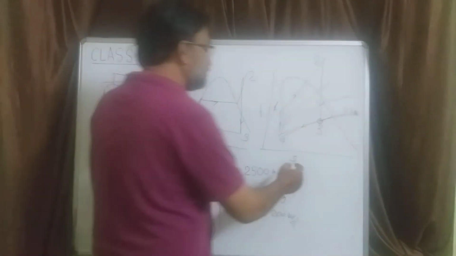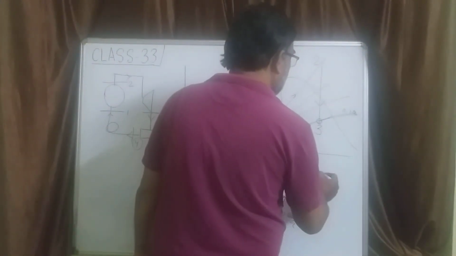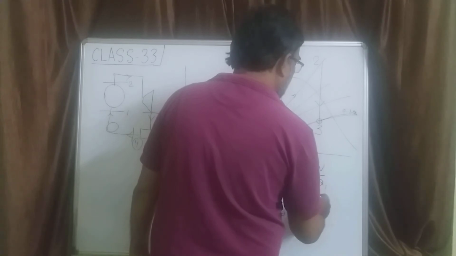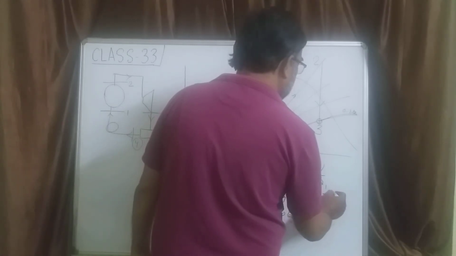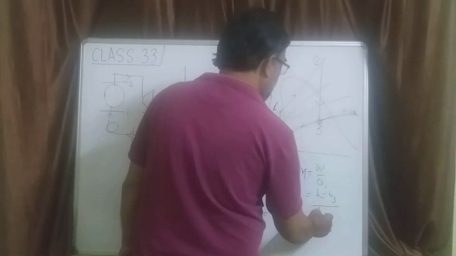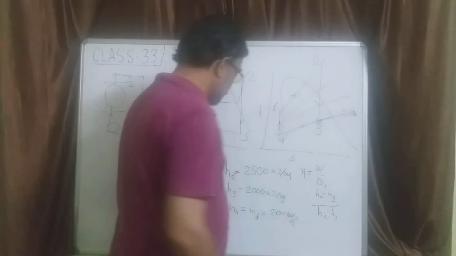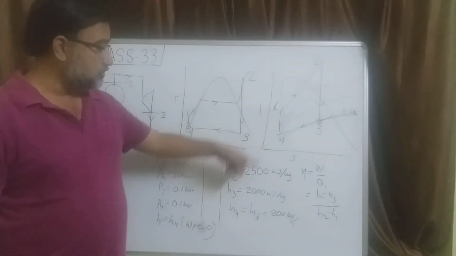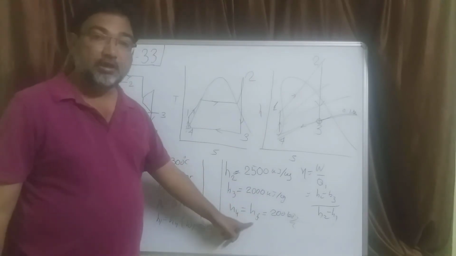So what is the efficiency? Efficiency is W by Q1. What is W? W is H2 minus H3 divided by H2 minus H1. So H1 is already known to you. H2 is known to you, all from Mollier diagram and steam table.